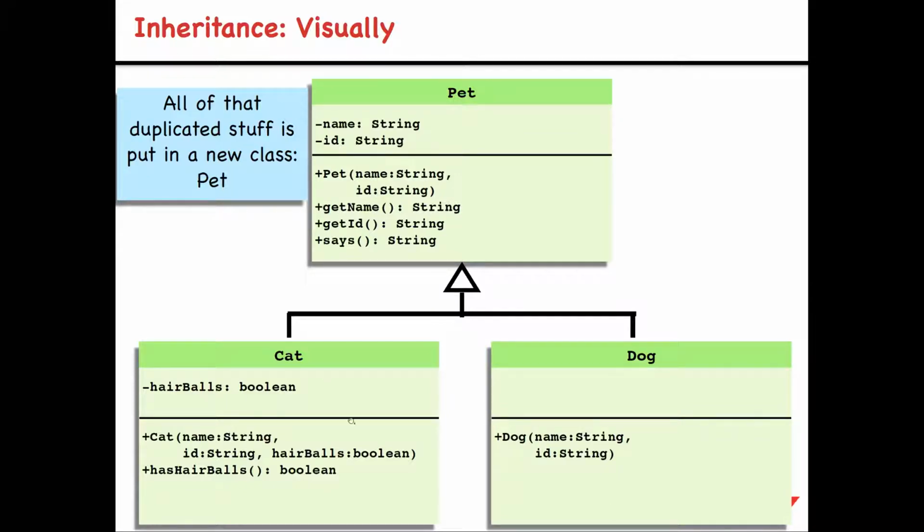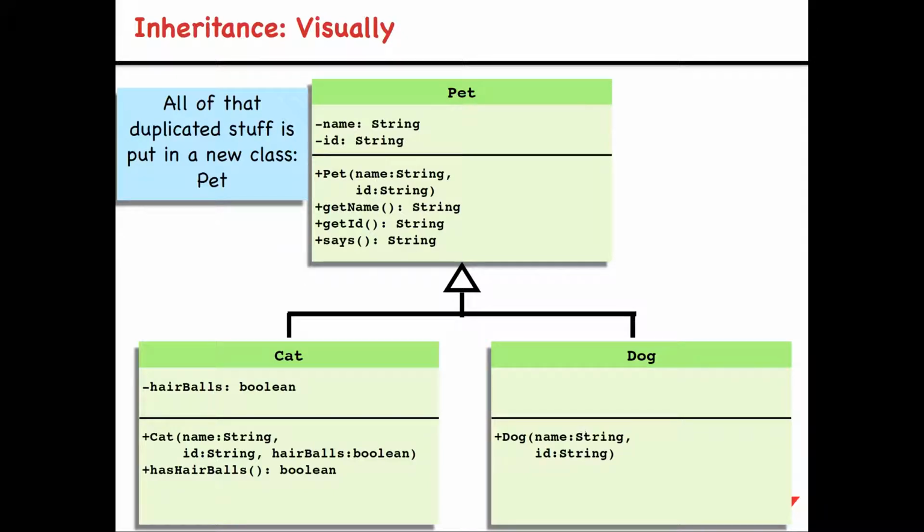The cat has some additional stuff. Not every pet will have hairballs. So the cat gets that specifically. That's a specialized thing that the cat has. Same thing with the has hairballs method. The cat will have its own method that the normal pet class does not have. So that's what I mean by general for the pet and more specific for the cat. The cat has a few extra things that we have to deal with. The dog is pretty much just a generic pet, according to the way we've written this.